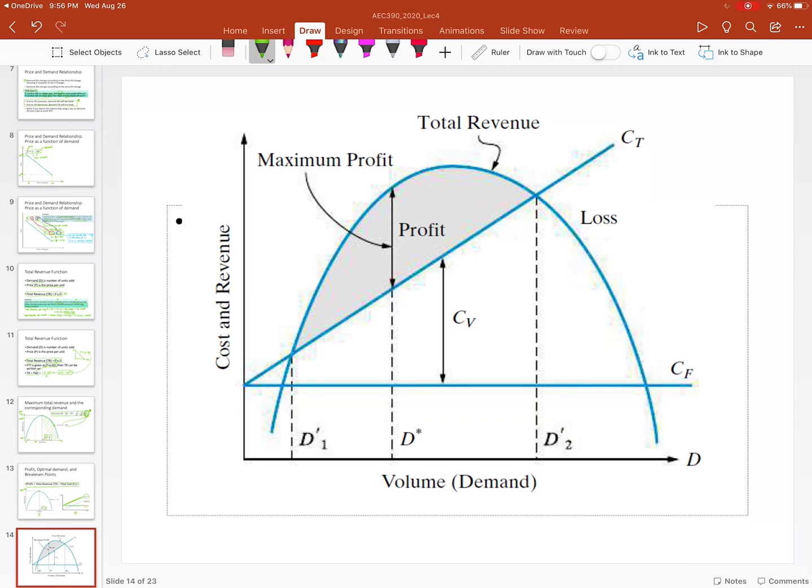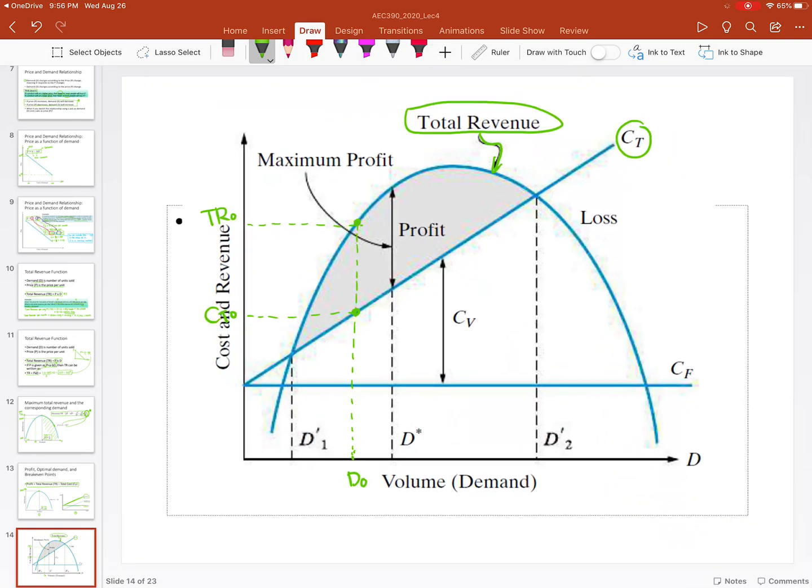This is the chart for total profit. The curve is the total revenue, and this straight line is total cost. Under any demand, let's take a look at this demand, maybe it's D0. This is the total revenue, TR0, and this is your total cost, CT0. And what is the profit?